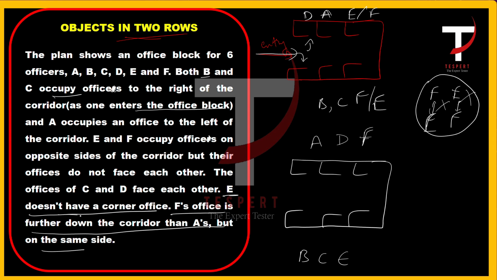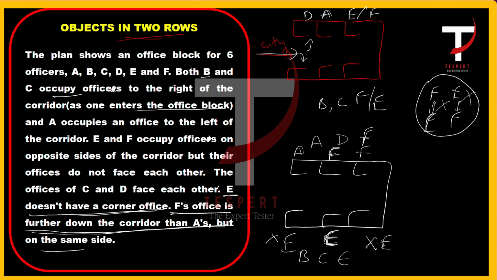E doesn't have a corner office, so E doesn't come here. E also doesn't come here, so E must be here. So if E is here, F shouldn't come here, right? And the last statement also says that F's office is further down the corridor than A's. So if A is here, then F must be either here or here, further down the corridor. But we do not know the exact position as of now.